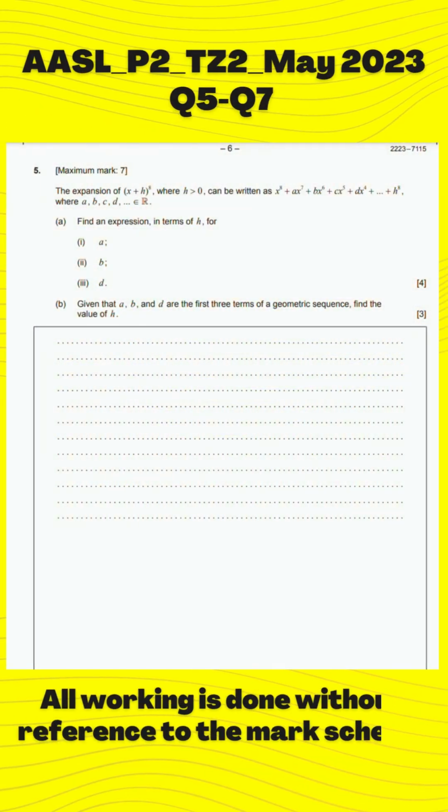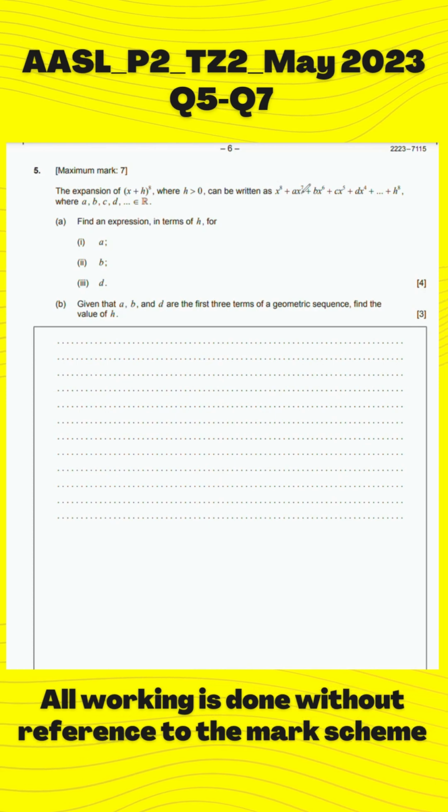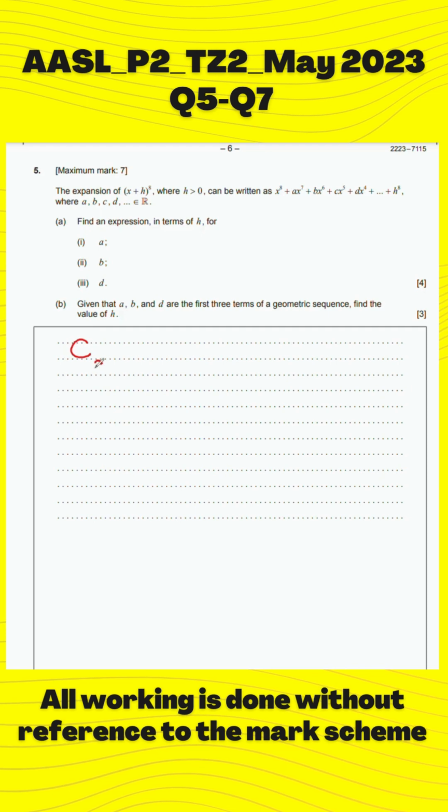The term is easy. a is the coefficient of the term x to the power 7. So it will be the combination of 8, first term in the bracket, second term in the bracket. We go with a x^7. So this is 7, this is 1, this is 7. From that, we can find that a will equal 8h.